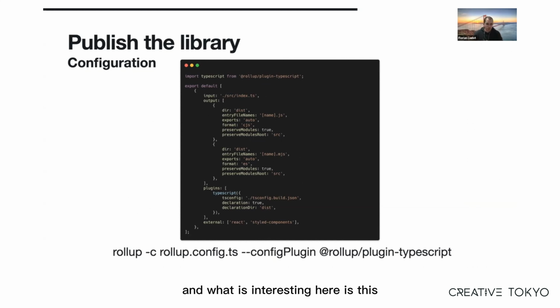And what is interesting here is the last external array, which has React and styled-components, because those two libraries are peer dependencies, meaning that it's the role of the consumer to install those dependencies, and we are not bundling them with our library.